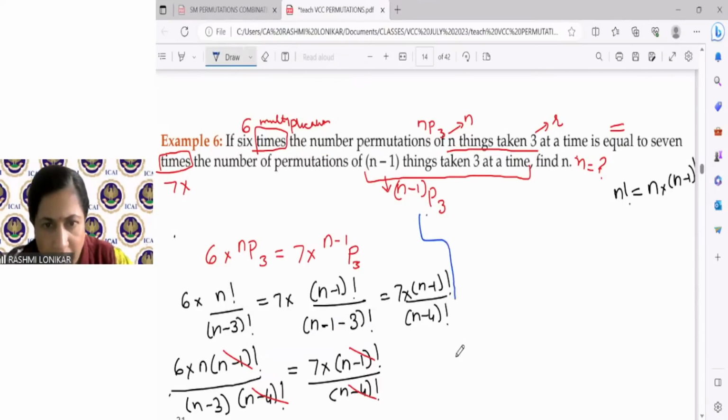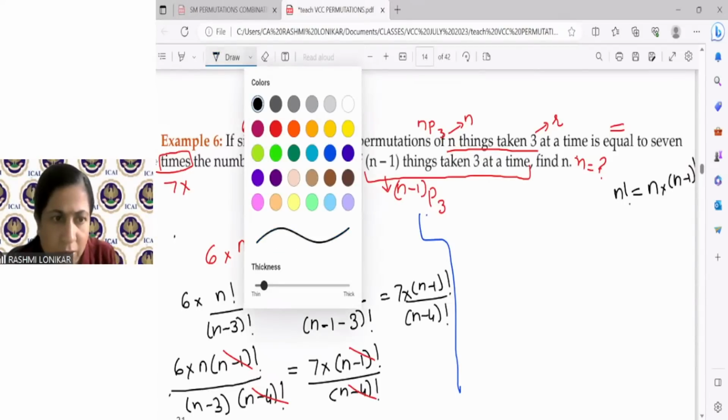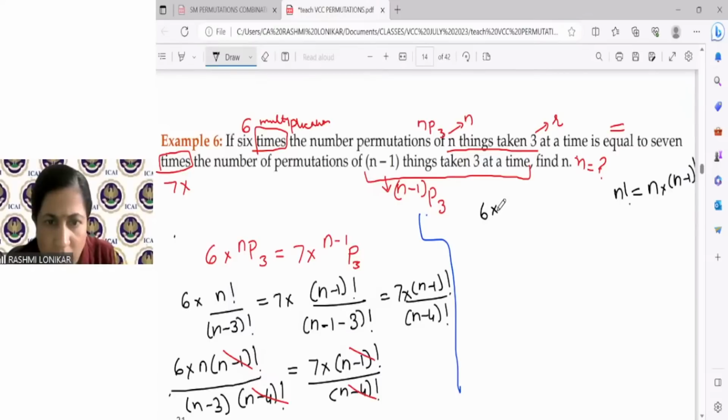So I can get this as... what is remaining on the LHS? 6 upon... In the numerator, I only have 6 in the 6 into n. Yes, 6n, and in the denominator I have n minus 3. And here I have equal to 7, because n minus 1 factorial has also cancelled and n minus 4 is also cancelled.